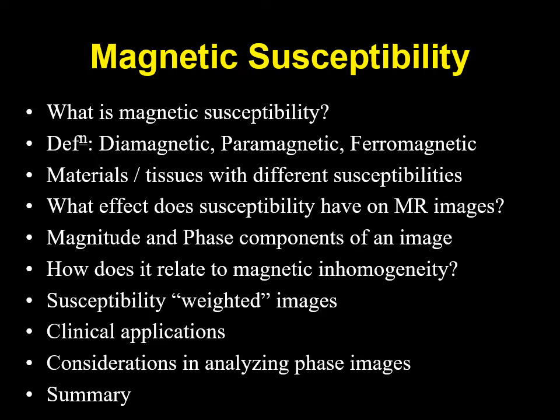There will be a discussion about the magnitude and phase components of an image and how magnitude and phase relate to magnetic inhomogeneity and magnetic susceptibility. This will move on to what are called susceptibility weighted images and some applications in neuroradiology. Towards the end, we'll look at some special considerations in analyzing the phase components of these images, and then there will be a short summary.